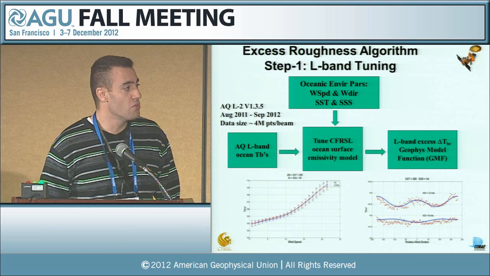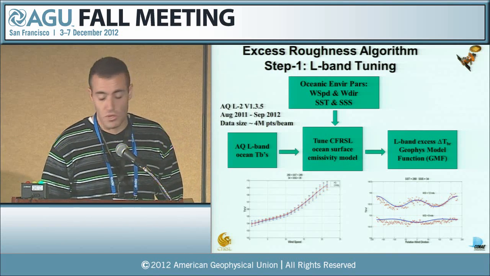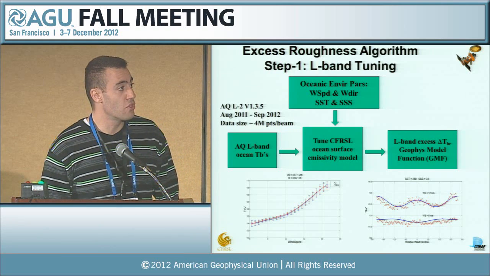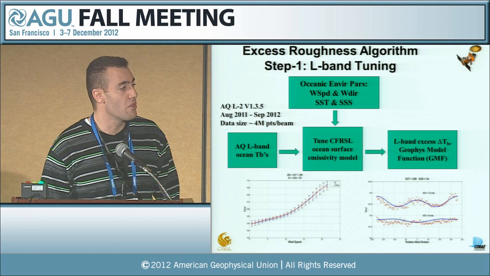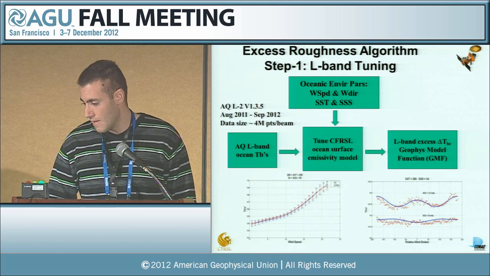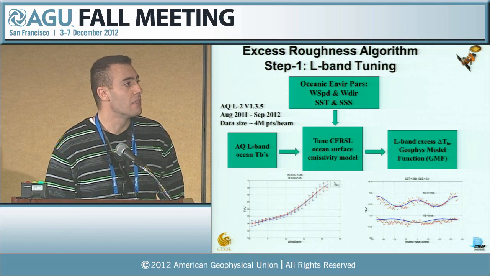The left one shows the brightness temperature for VPOL versus NCEP wind speeds. The blue line is the Aquarius surface brightness temperature, and the red line is the modeled. This is for a fixed SST and salinity.